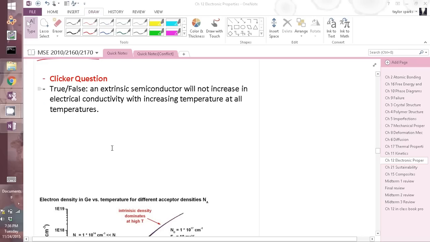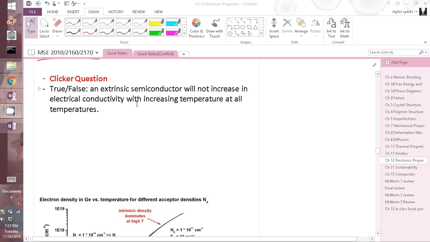So a question we might ask ourselves, true or false? An extrinsic semiconductor will not increase electrical conductivity with increasing temperature at all temperatures. What should this one be? To answer this one, we have to remember that it takes thermal energy for intrinsic semiconductors to become conductors. They have to overcome a very large band gap. But extrinsic semiconductors only have to overcome a very small energy, and once they overcome that small energy, they become completely ionized.